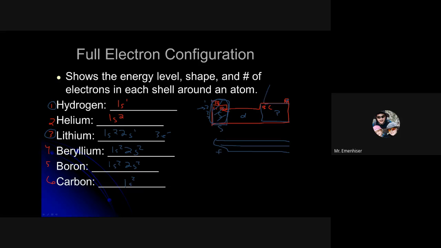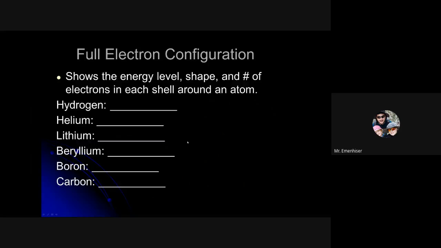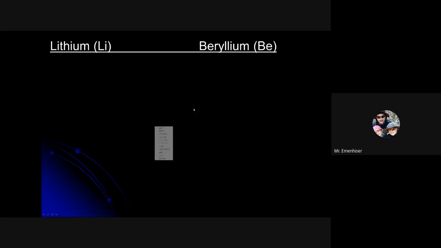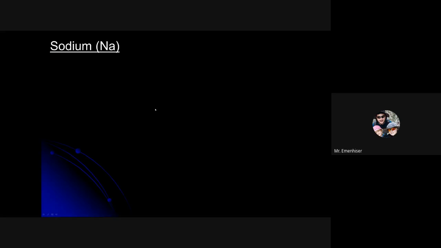Beryllium is 1s2, 2s2. Boron is 1s2, 2s2. And then it's over here at the 3p, and it's the first element. So that's 3p1. And then this will be 1s2, 2s2, 3p2. And then we'll be done. Okay? Those are configurations. Fun. I'm not going to do these again. I just did those. Oh, let's do sodium.